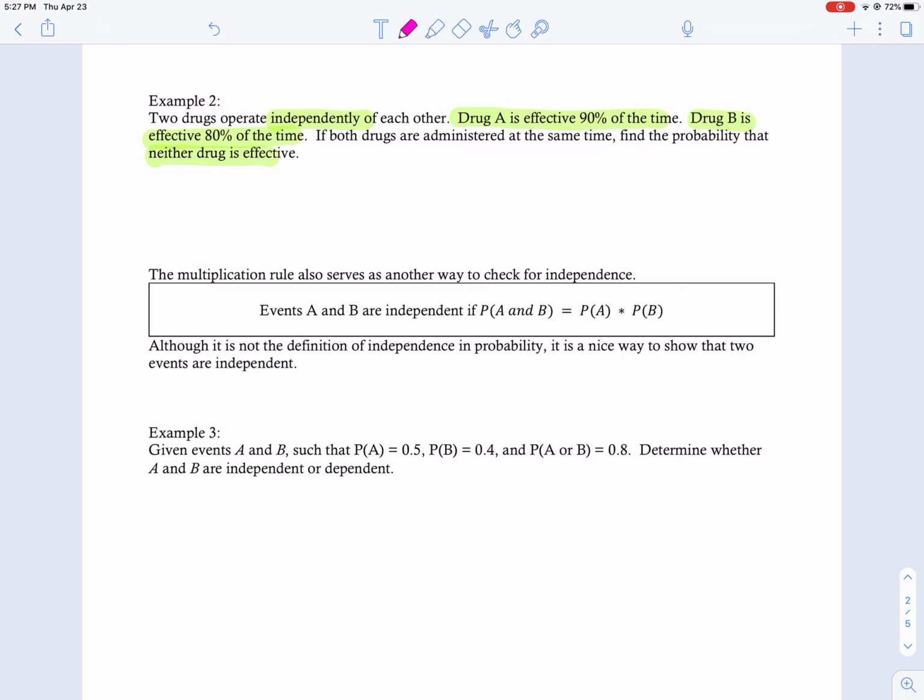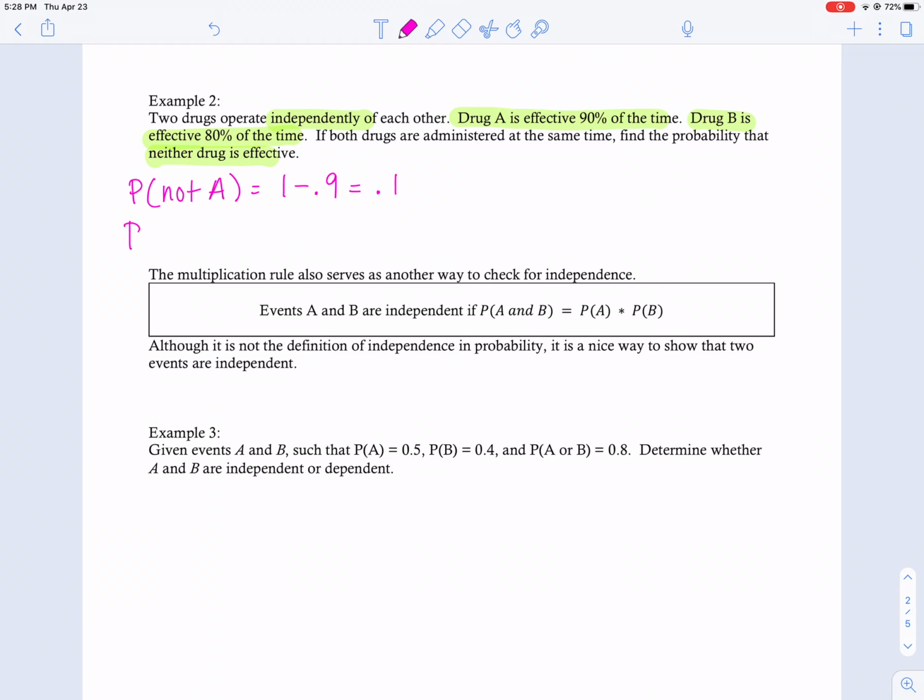Okay, so let's talk about this. If neither drug is effective, then you don't really care about when drug A is effective. You care when it's not effective. So what's the probability of A not effective? So not A. Well, if the probability that it's effective is 90%, it's got to be 10%, and they're complements of each other. So it's 1 minus 0.9, right? Your full probability would be 100%. So to find a complement, you do 1 minus the effectiveness, which would be 0.1 or 10%.